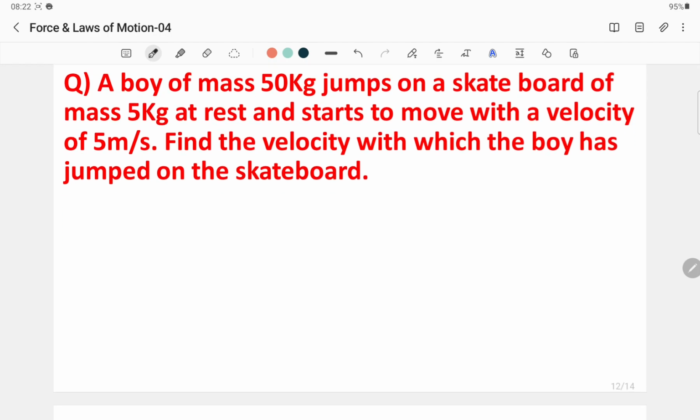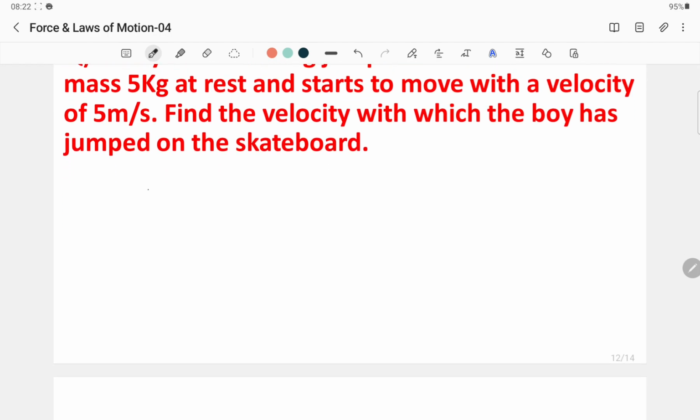Let us try to illustrate this with the help of a diagram. Here is the boy. All right, here is the boy. Now he is moving with some initial velocity. Okay, so this is some initial velocity. Let me call it u1. So u1 is equal to question mark. This is what they are asking.